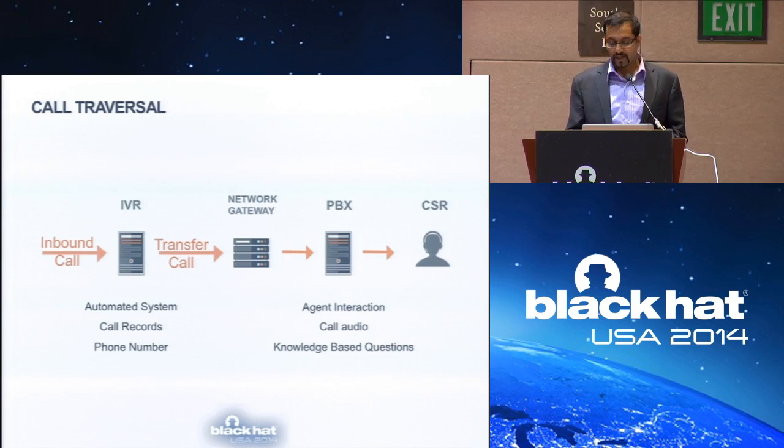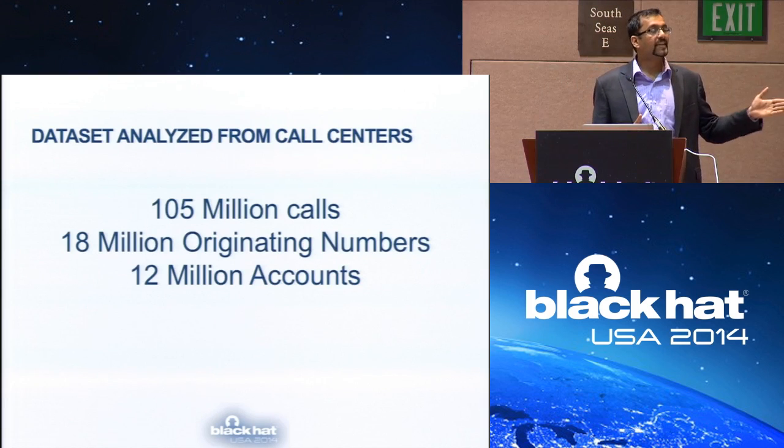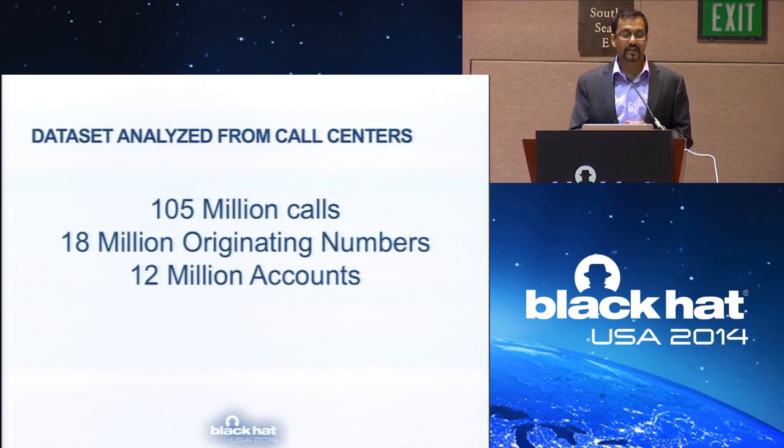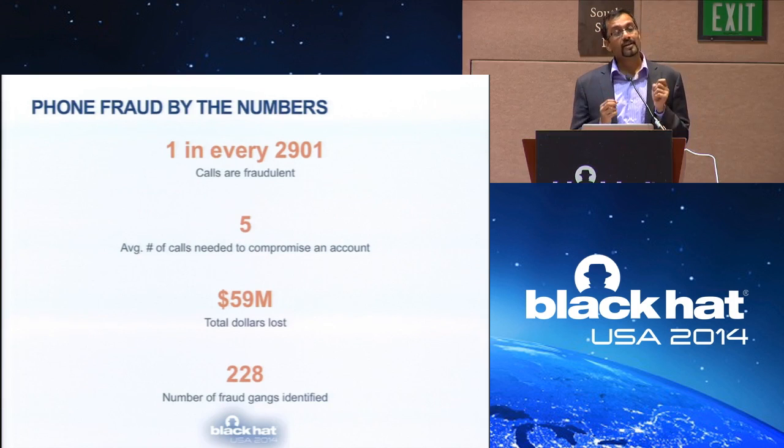And what we did is we analyzed 105 million calls that started off at the IVR and went all the way to the call center agent. These 105 million calls were originating from 18 million different phone numbers, and were accessing 12 million different accounts. And now for the reveal, right? What we found is that 1 in every 2,900 calls coming into these call centers is actually fraudulent. With that 105 million set, that's about 30,000 fraudulent calls in just that set itself.